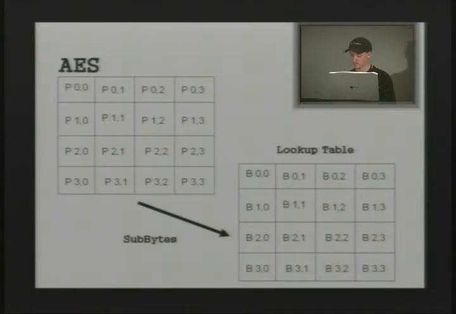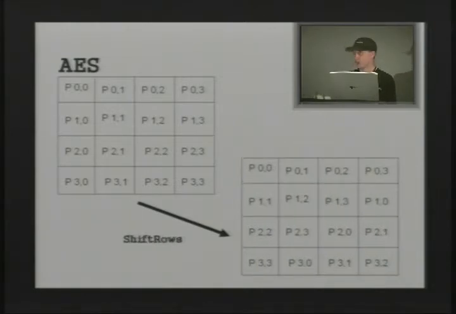Okay, the first one is SubBytes, and it uses linear substitution. Basically, what it's doing is going to make up the lookup table. It's just going to basically copy this stuff over. And then it's going to actually shift the rows. As you can see by the numbers, it just shifts it one row over.